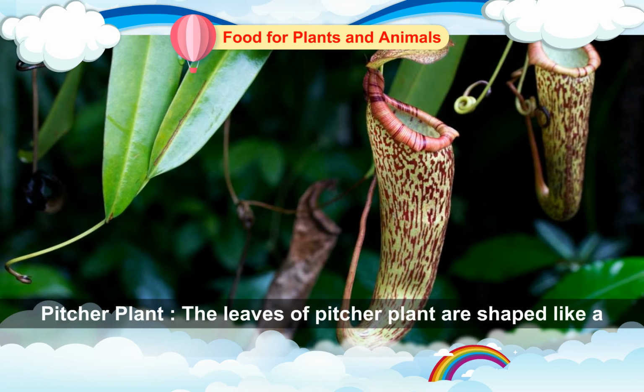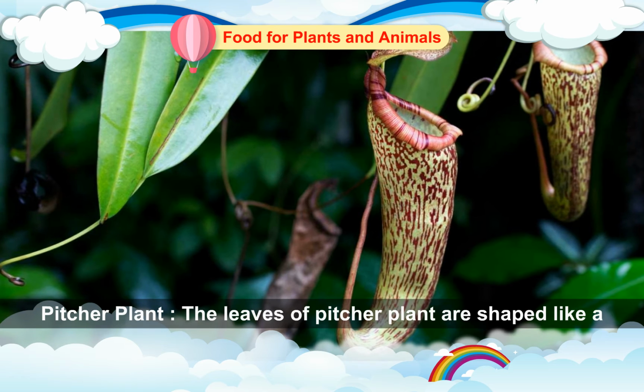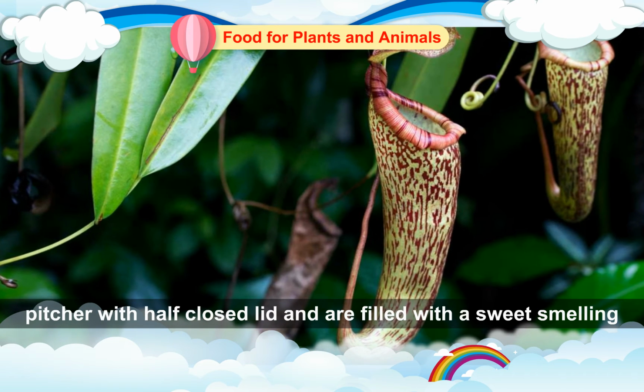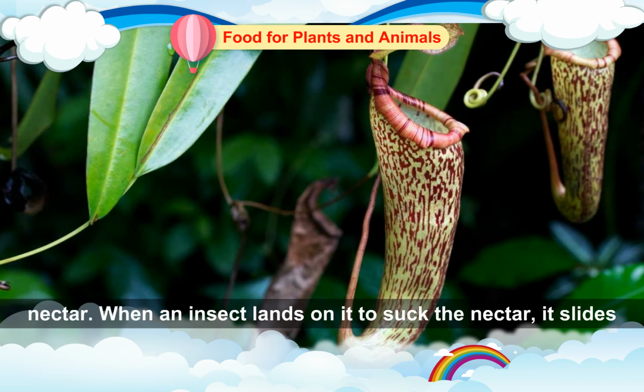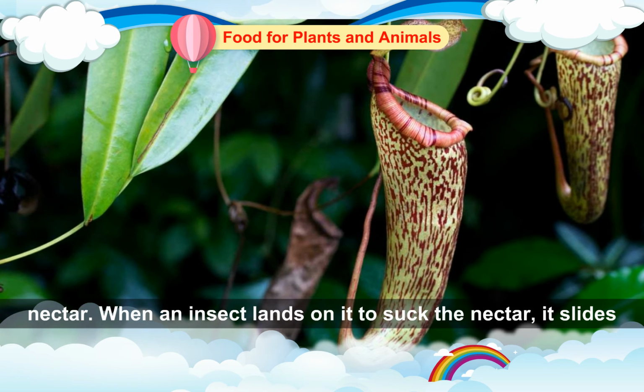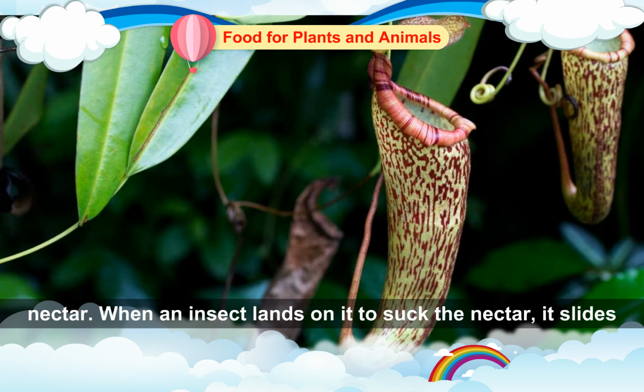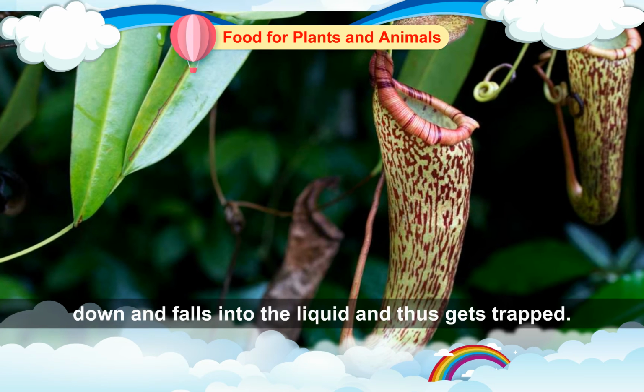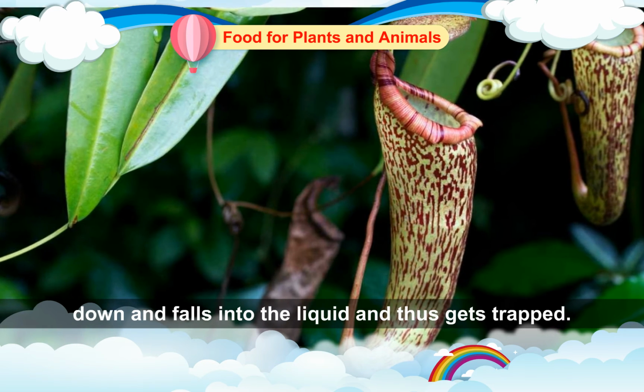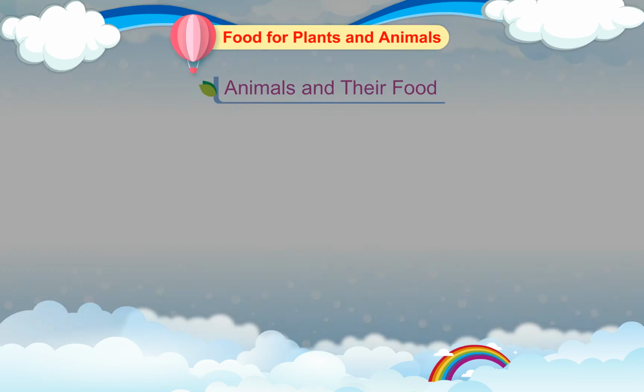Pitcher plant. The leaves of pitcher plants are shaped like a pitcher with half-closed lid and are filled with sweet-smelling nectar. When an insect lands on it to suck the nectar, it slides down and falls into the liquid and thus gets trapped.